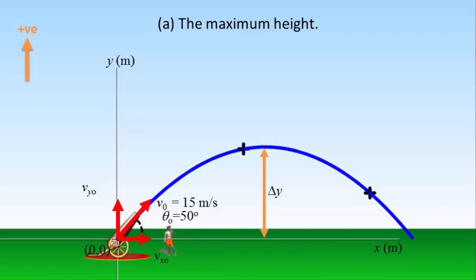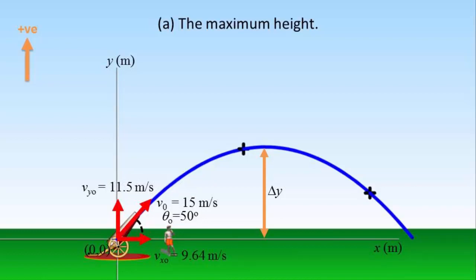The horizontal component of the initial velocity is found by multiplying the initial velocity by the cosine of the angle, to give us 9.64 meters per second. And the vertical component of the initial velocity is found by multiplying by the sine of the angle, to give us 11.5 meters per second.